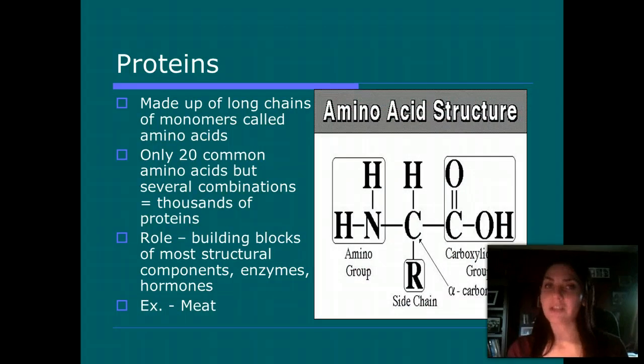The way you can tell if you're looking at a protein is you're going to see this amino group right here, that NH2. Remember when we were talking about functional groups at the beginning of this presentation? Well, this is how they apply. This is our amino group, our NH2. It also has a carboxylic acid group, that COOH, and you see that right here.